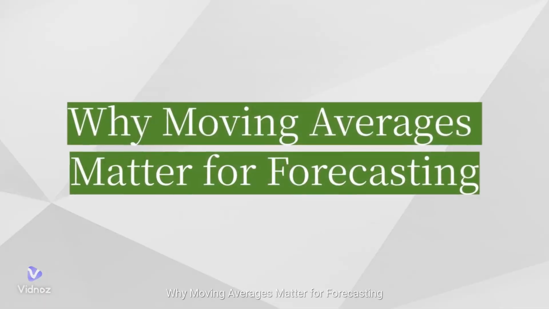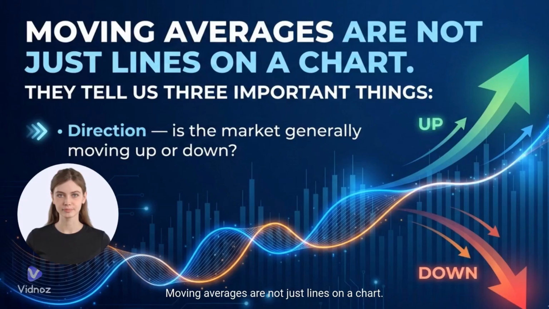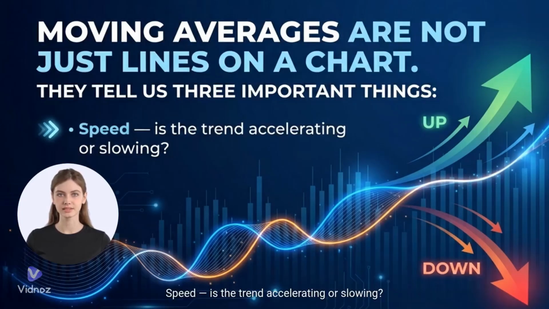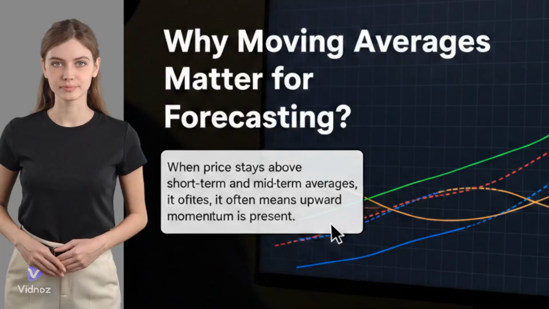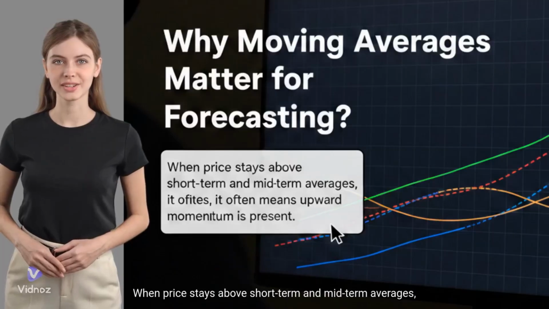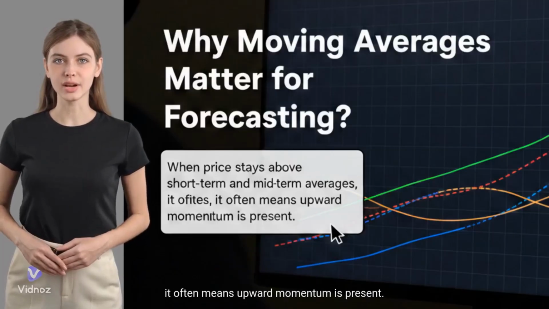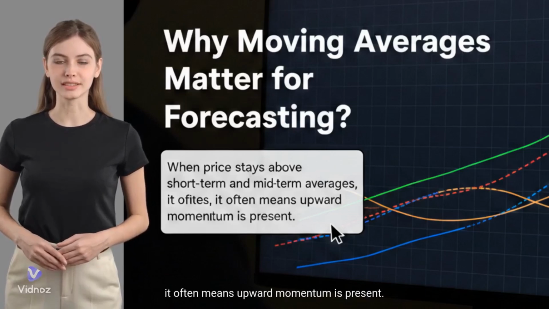Why moving averages matter for forecasting? Moving averages are not just lines on a chart. They tell us three important things. Direction. Is the market generally moving up or down? Speed. Is the trend accelerating or slowing? Pressure. Are buyers or sellers in control? When price stays above short-term and mid-term averages, it often means upward momentum is present.